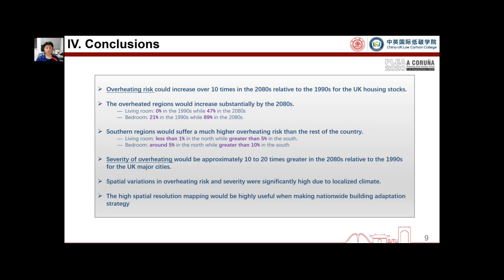And both the spatial variation in overheating risk and severity was significantly high due to the localized climate. The maps we have created in this study would be highly useful in making a more cost-effective nationwide building adaptation strategy, because with the maps we can easily find out the area of most concern regarding the overheating.